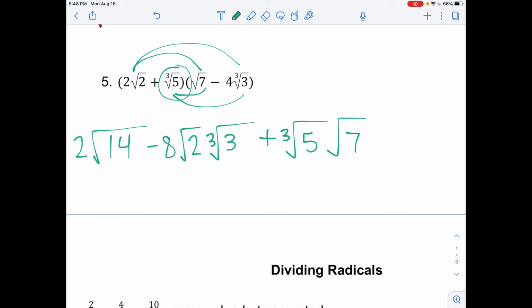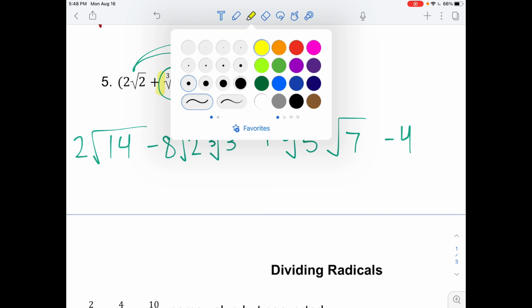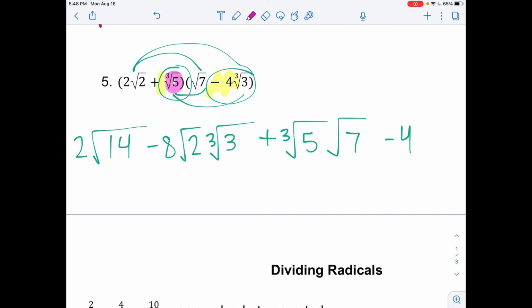I get the cubed root of 5 and negative 4 cubed root of 3. Now, my 2 coefficients are an invisible 1 and a negative 4. So 1 times negative 4 is negative 4. Now here, this is interesting. I'm going to highlight this in pink. The cubed root of 5 and the cubed root of 3.